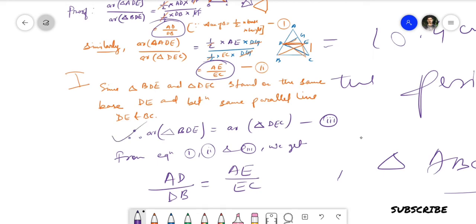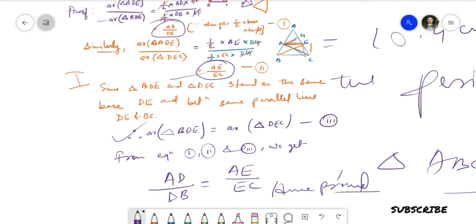You see, since the triangles on BD stand on the same base and between the same parallel lines, this area will be equal. So as we got equal areas, of course these two will be equal, isn't it? So this was your BPT. We just needed to prove it, so we have done it, and hence it is proved.